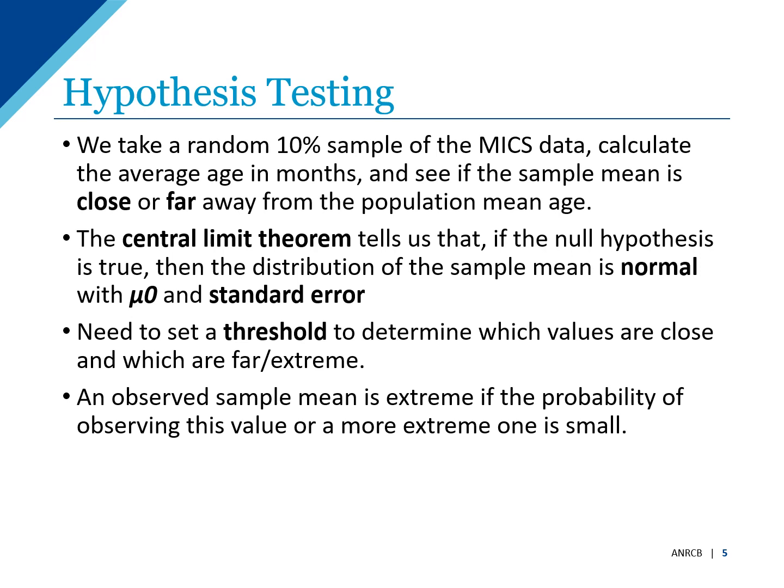The central limit theorem tells us that if the null hypothesis is true, the distribution of the sample mean is normal with mean mu naught and standard error. We need to set a threshold to determine which values are close and which are far away or extreme. And if you recall from Module 6, an observed sample mean is extreme if the probability of observing this value or a more extreme value is small.